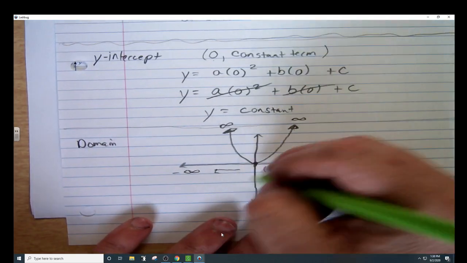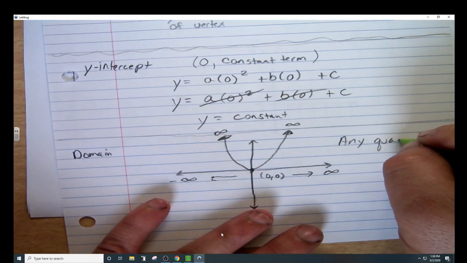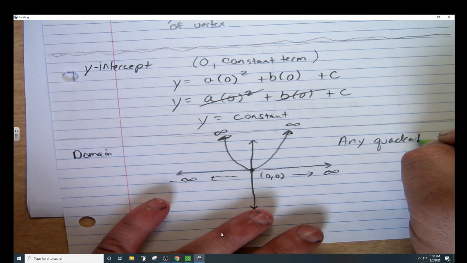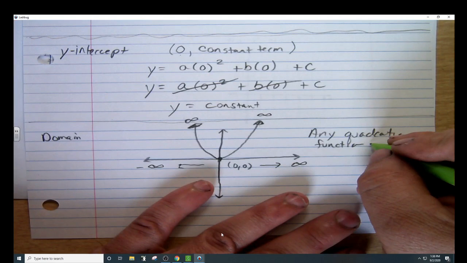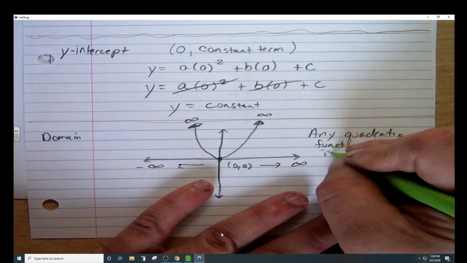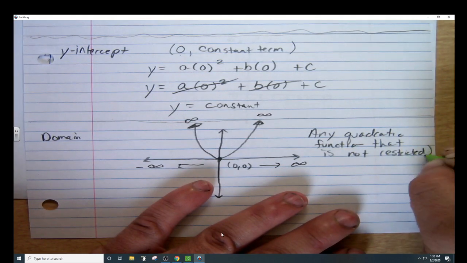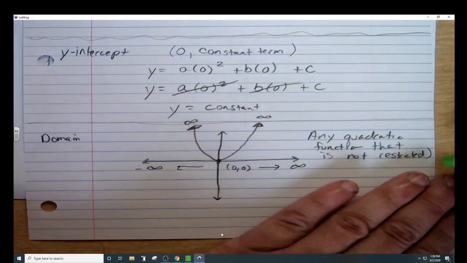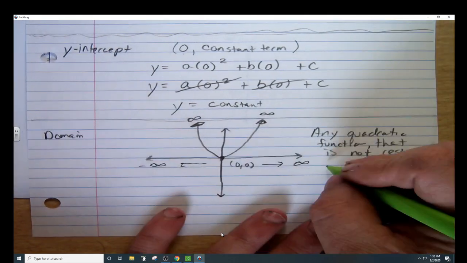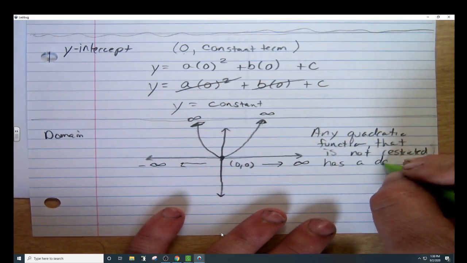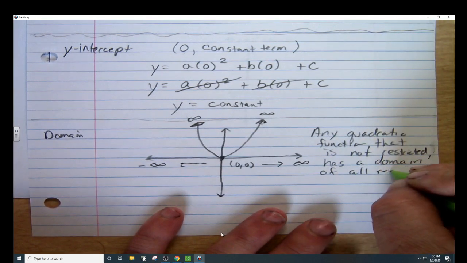That being said, any parabola or any quadratic function that is not what we call restricted, and like I said, you will not do that in math 2, has a domain of all real numbers.